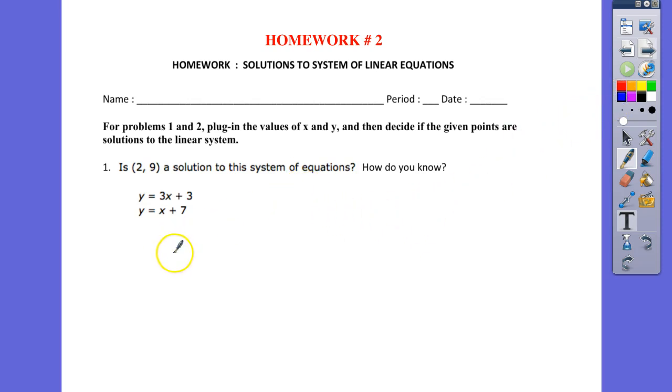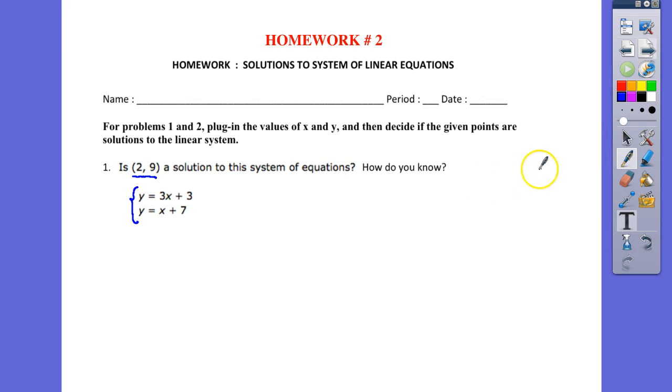Okay, so it says here for problems 1 and 2, plug in the values of x and y and then decide if the given points are solutions to the linear system. So basically, you are given a linear system and a point. And they're asking you if this point is a solution to the linear system.